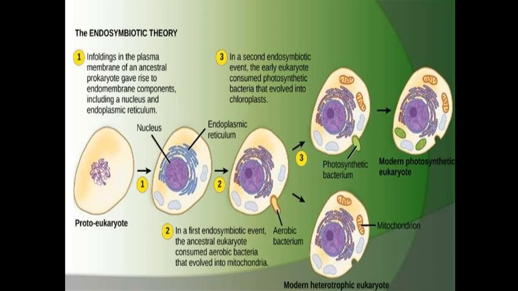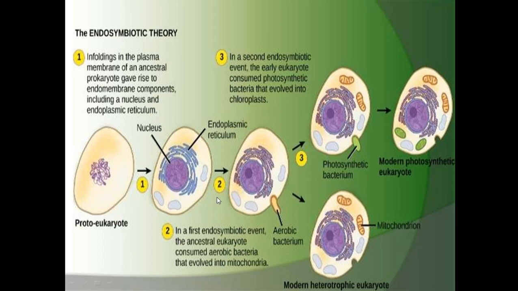So here, the endosymbiotic theory can be understood in three steps. First, this is a proto-eukaryotic cell, a very primitive, archaic cell. Infolding of the plasma membrane of the ancestral prokaryote gave rise to endomembrane components, including the nucleus, endoplasmic reticulum and everything. The membrane started infolding and that gave rise to many of the cell organelles.